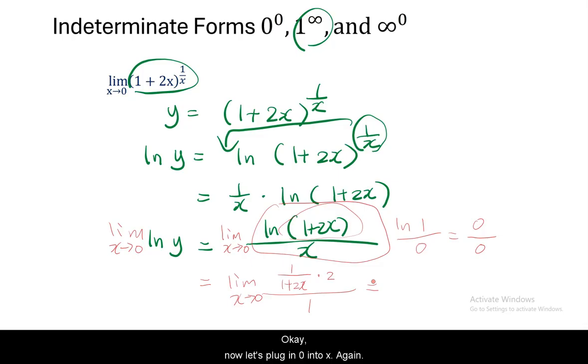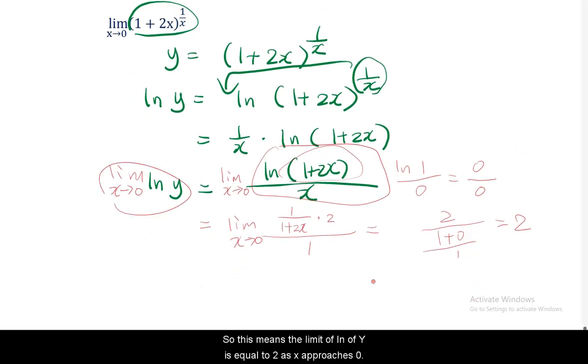Okay, now let's plug in 0 into x again. You will have 2 over 1 plus 0 over 1, right? Which basically is 2. So this means the limit of ln of y is equal to 2 as x approaches 0.